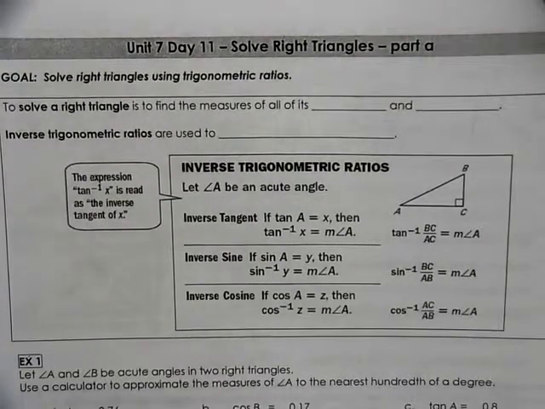This is Geometry, Unit 7, Day 11. We're solving right triangles. We are going to work with the inverse of trigonometric ratios.